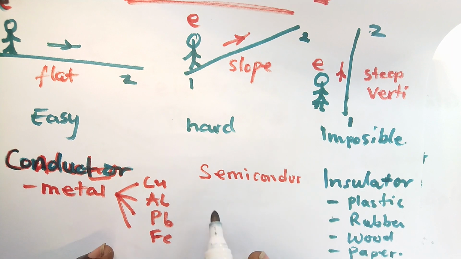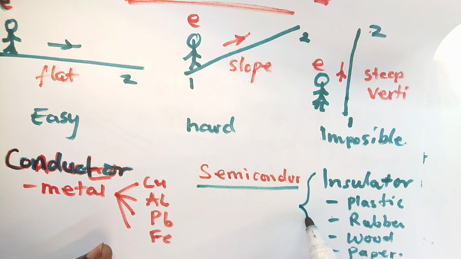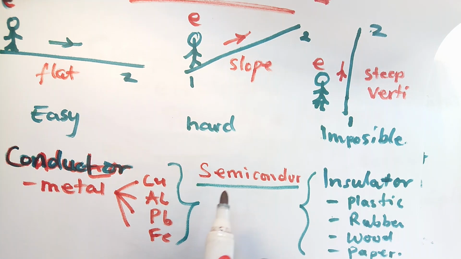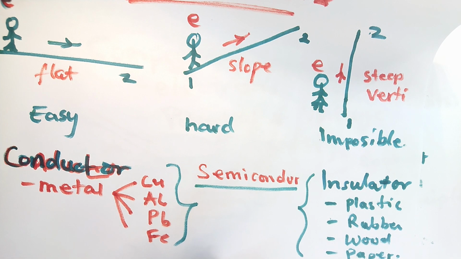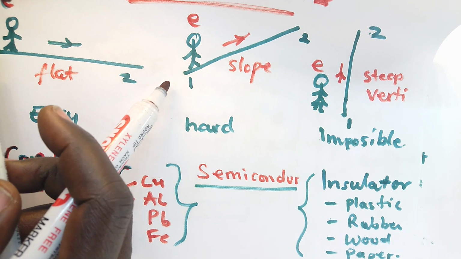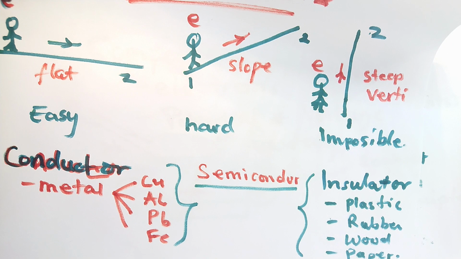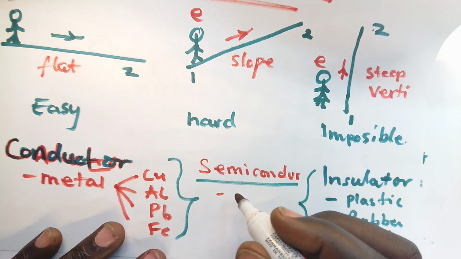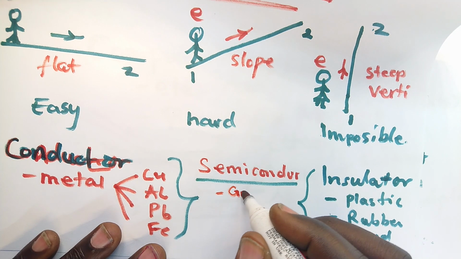Now the semiconductor lies in between the two. It lies in between there, meaning that it allows electrons to flow through it, but not very well. They do it with a lot of struggle, just like how it's a bit disturbing to walk up a slope. And these are, if you've done some chemistry, these are usually group 4 elements.